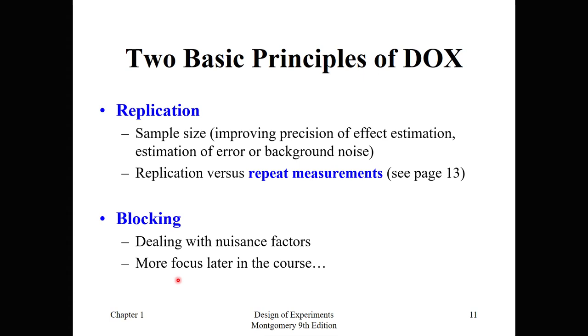So we use replication, and the whole purpose of replication, by the way, is to get a really good estimate of the error noise and to account for that. Blocking identifies variables that we don't want to include in our analysis, and through designing the experiment appropriately, removes them from consideration in the outcome so that we can just focus on our variable of interest.